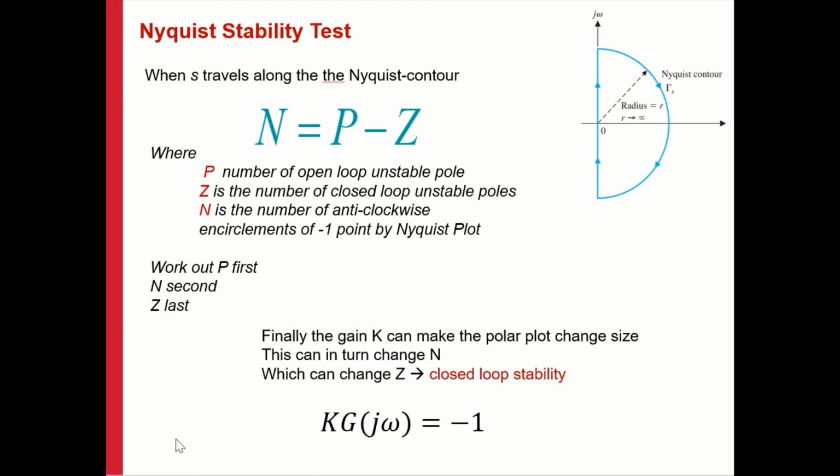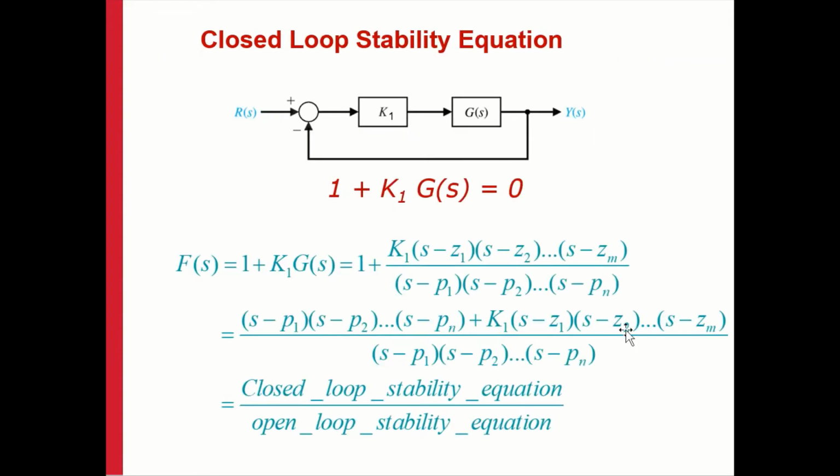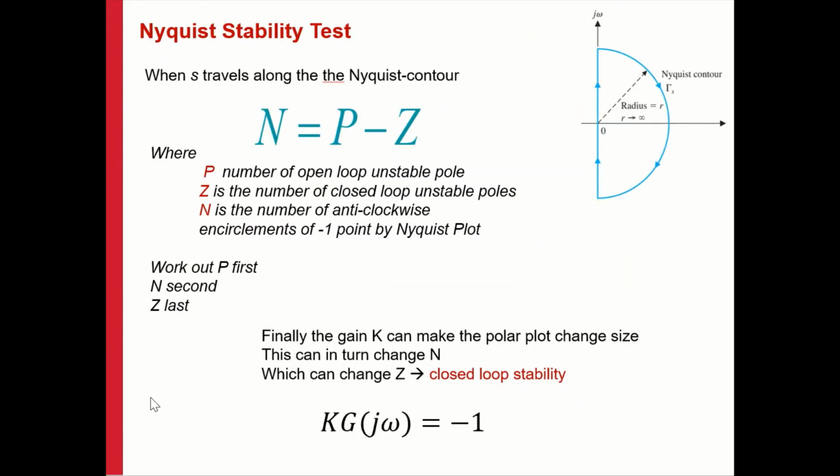And his underlying trick, I suppose, was that this equation here could be rewritten as this equation here. And so rather than looking at the closed loop system, you could just look at the open loop system relative to the -1 point. So that's why the Nyquist plot is always about encirclements of the -1 point, because it's actually looking at this equation here.